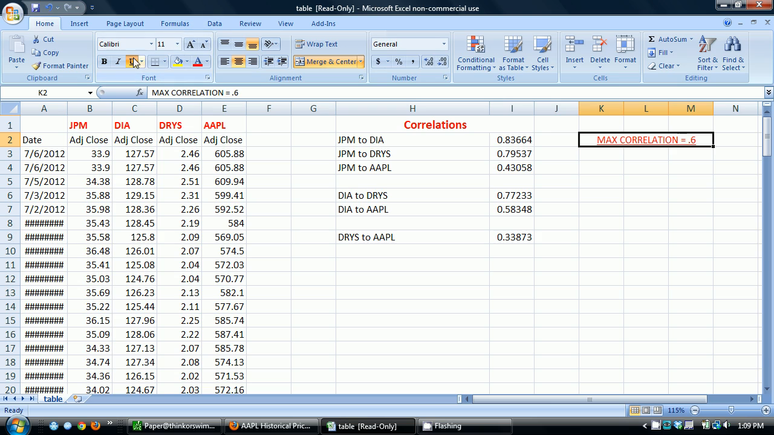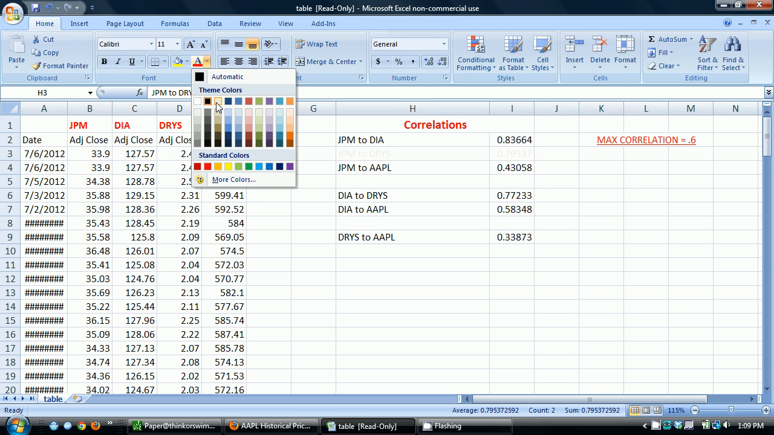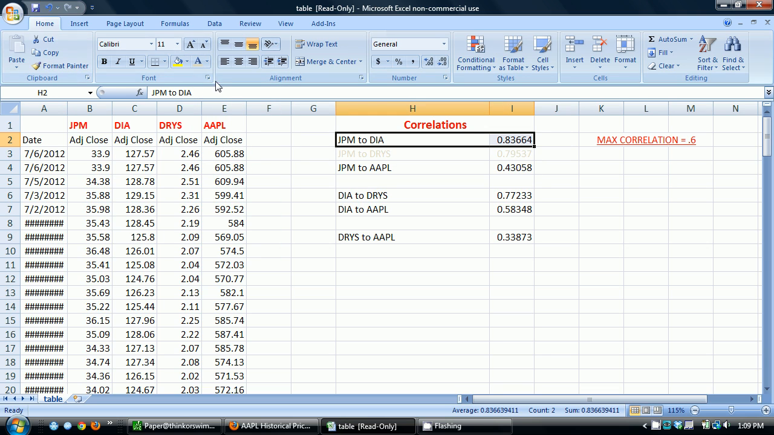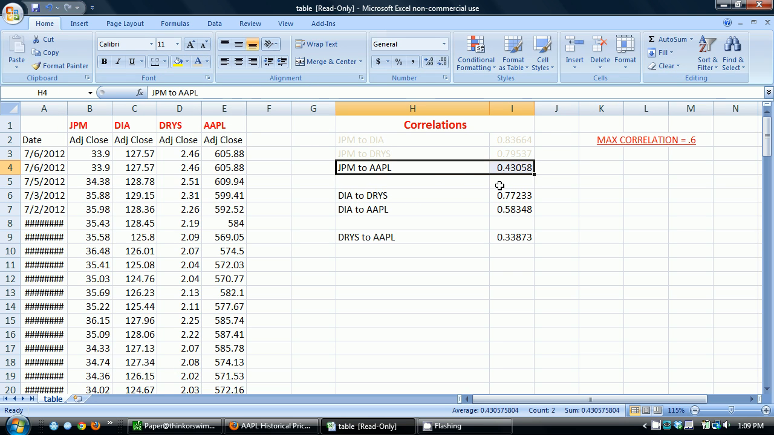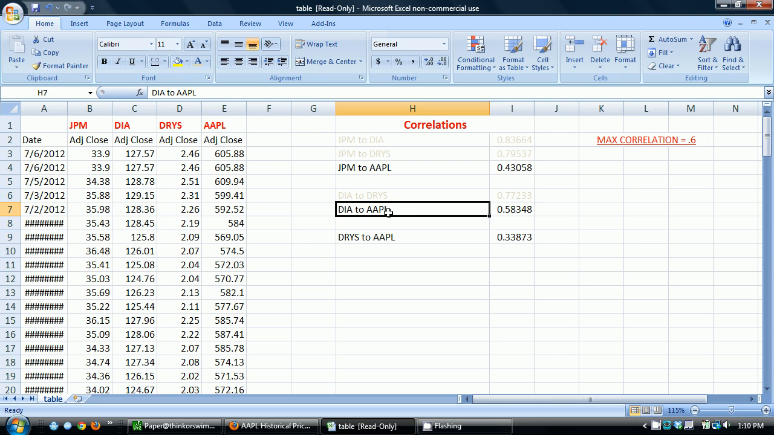Also, JP Morgan looks pretty darn correlated to DryShips, so that one I will not do either. We're going to fade those out to gray, so we won't do these. But then I look at JP Morgan and Apple. Wow, that's not really correlated too much, not too much risk between each other. So if I do want to trade JP Morgan and Apple, okay, sure, buy them both. It's not going to matter as much as these other two. Then the next one, DIA to DryShips, is pretty highly correlated, so I wouldn't trade them both. But the Dow to Apple, if I want to buy both Dow and Apple, or short both, that's fine, so I'll leave that one there.